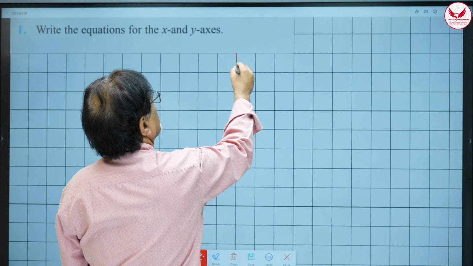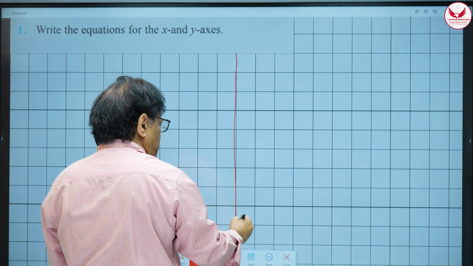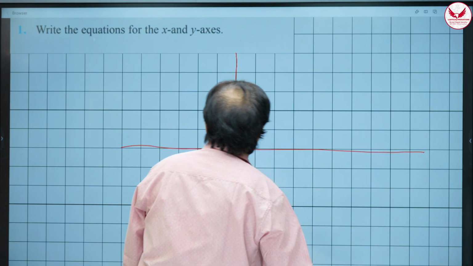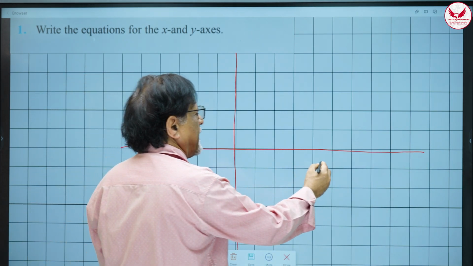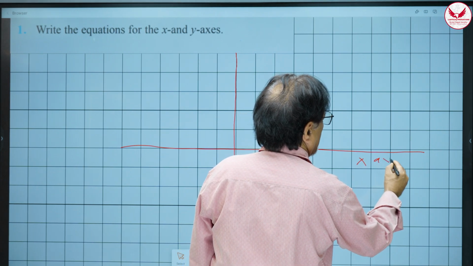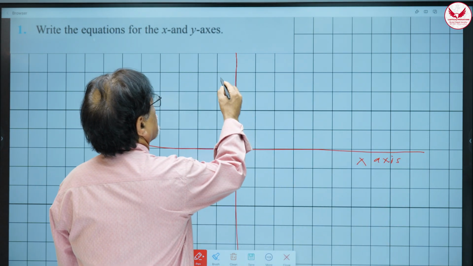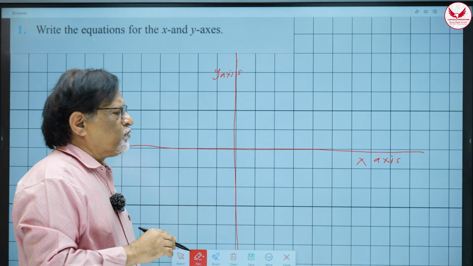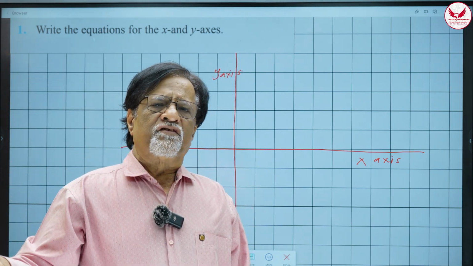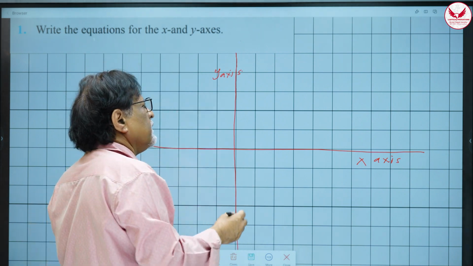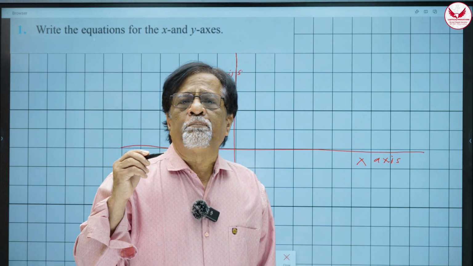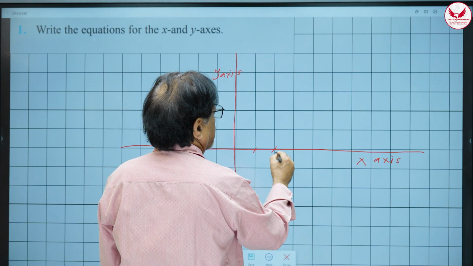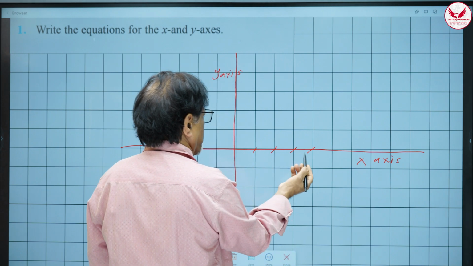The x-axis is made up of the points which lie on a line which is perpendicular to another line, right? This line is called the x-axis. You all know that, okay? This line is called the y-axis. Now, the x-axis is made up of points, and every point has a pair of coordinates associated with it. So every point on the x-axis will have some x-coordinate and some y-coordinate.